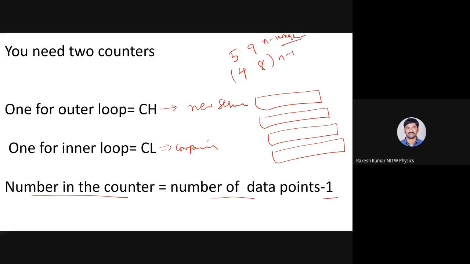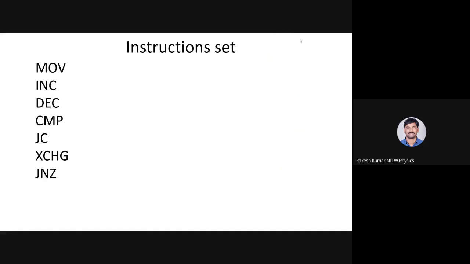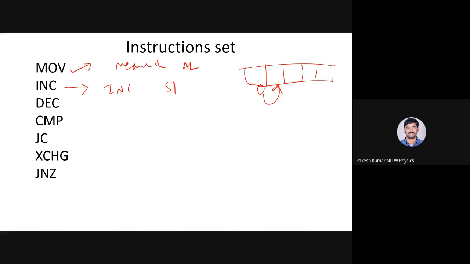Okay. Now come to the next level: what are the instructions you are going to use in the program. As usual, you are going to use the move instruction to move data from a memory location to the AL register or any desired register, and you are going to use increment to increment the SI memory location, because you are going to compare 4 memory locations. Each time this element will be compared with the next one. That means you have to use the increment instruction at this place so that it will go to the next memory location to compare these two numbers.